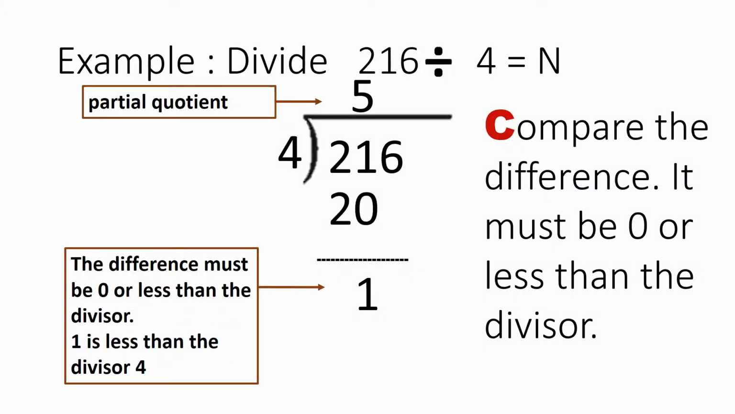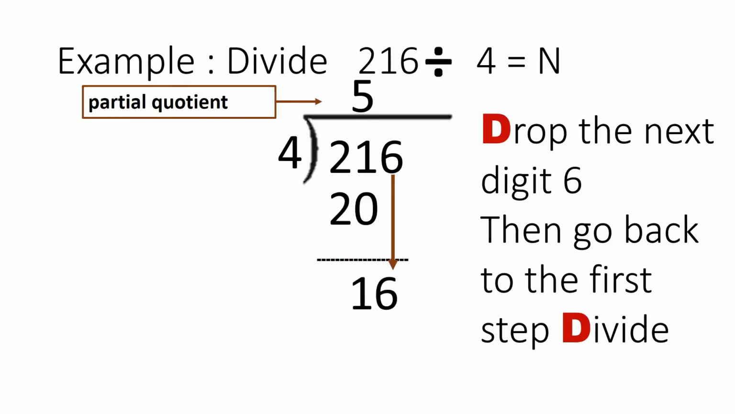Now, let's compare the difference. It must be 0 or less than the divisor. So, the difference must be 0 or less than the divisor. Here, the difference is 1 and 1 is less than the divisor 4. Moving on, let's go to D. Drop the next digit 6, then go back to the first step, which is divide.